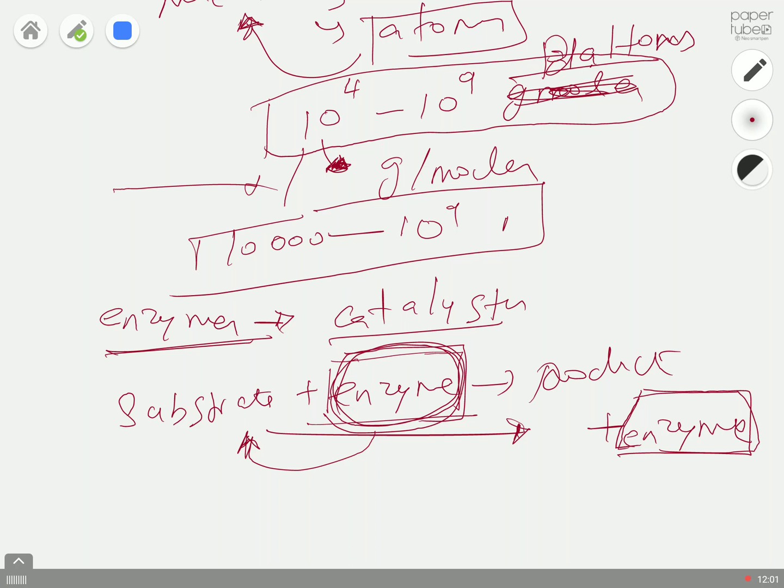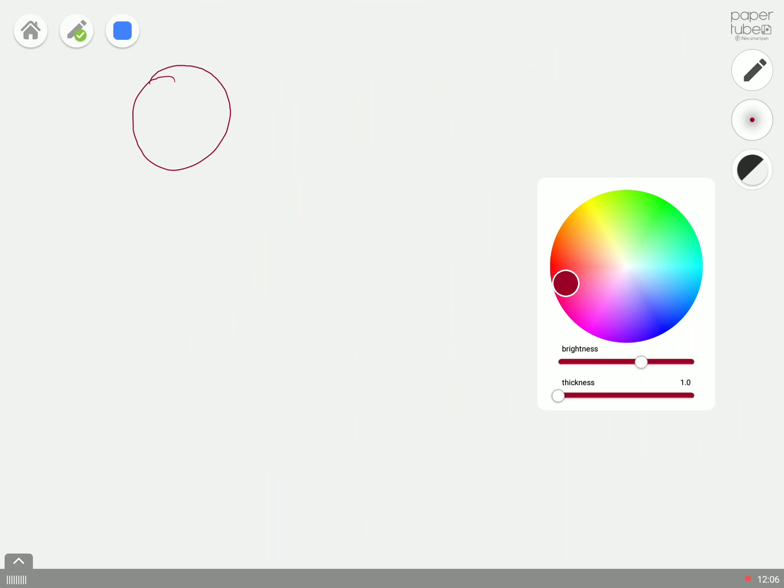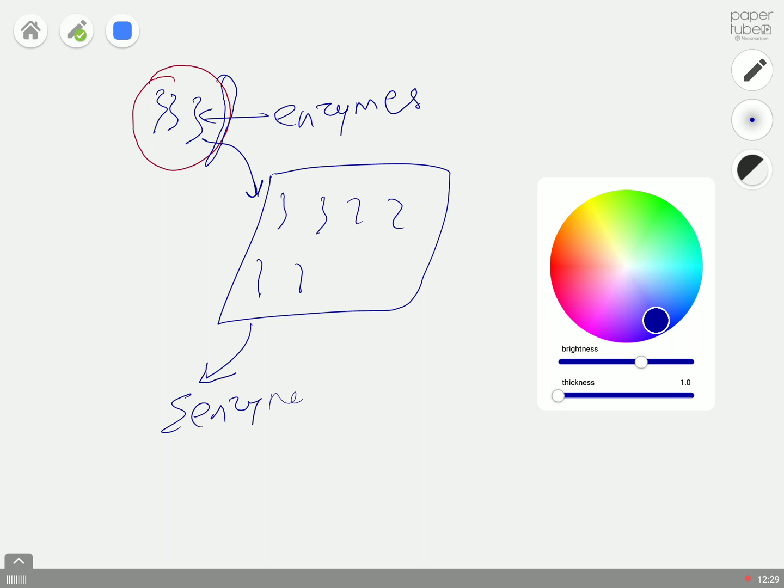As I said, you have some cells and you have some active units. You can call them enzymes. If you want, you can cut the cells and take the enzymes out. Then you can use them as enzymes: take a substrate, add your enzymes, and convert it into products.